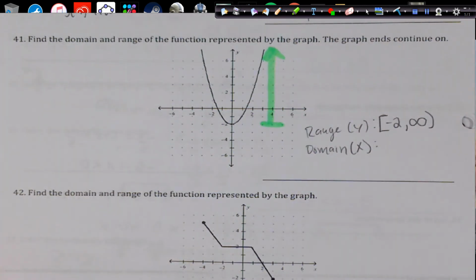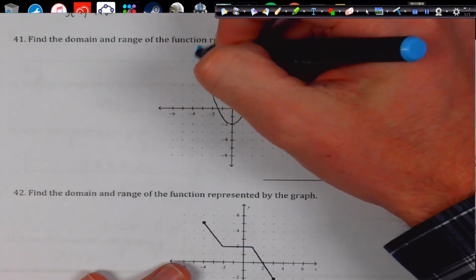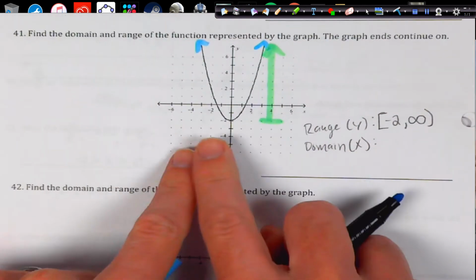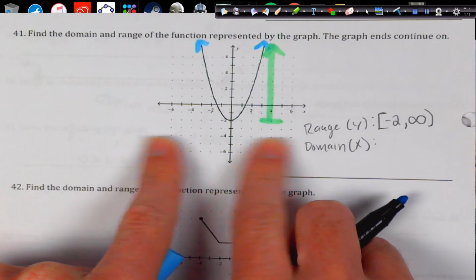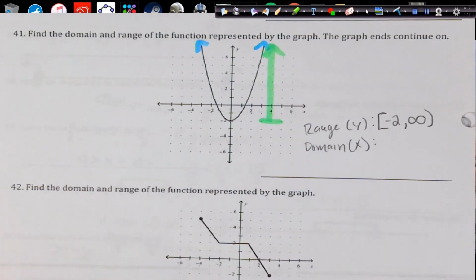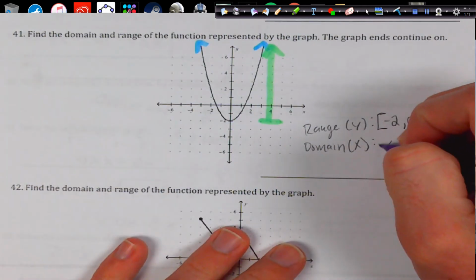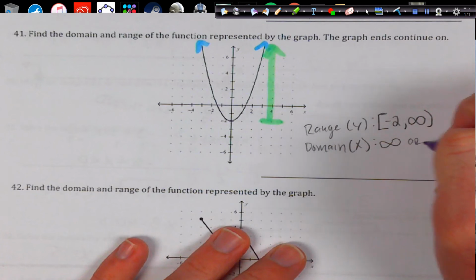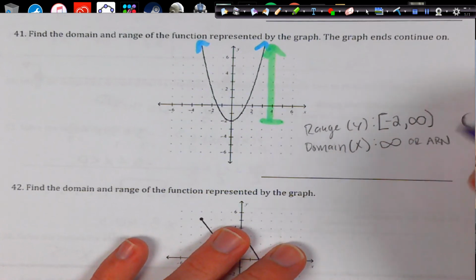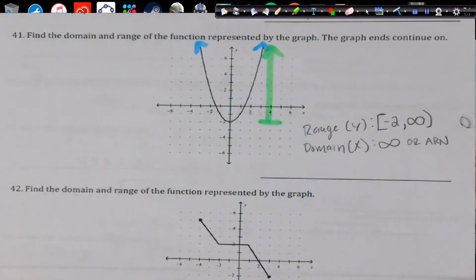Now the domain, as this is going outward, it's going to go on infinitely outward. So it's actually going to cover every single x value. So for the domain, we can just write negative infinity to infinity, or all real numbers, meaning it could be any real number.